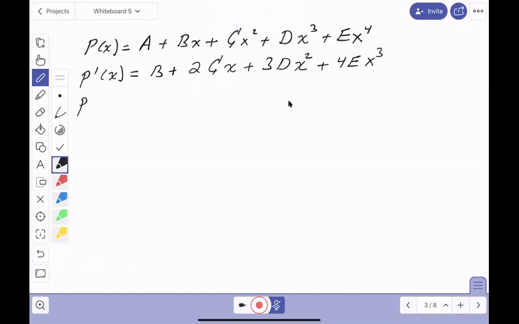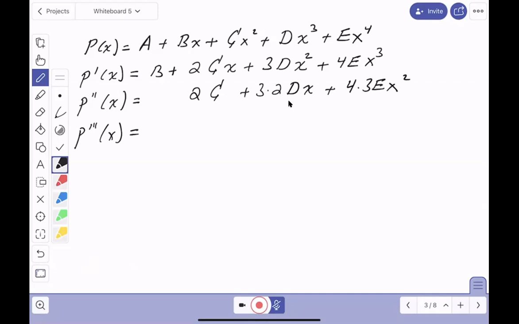Let's put P double prime down. It's going to be tough. Polynomials are easy to differentiate though. What are you going to get? 2c plus 3 times 2 dx plus 4 times 3e x squared. There's a reason I'm not multiplying things out. What's that going to be? 3 times 2d plus 4 times 3 times 2ex.